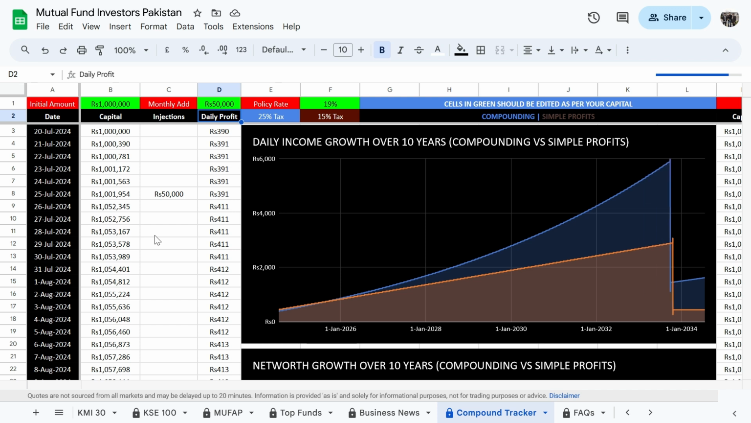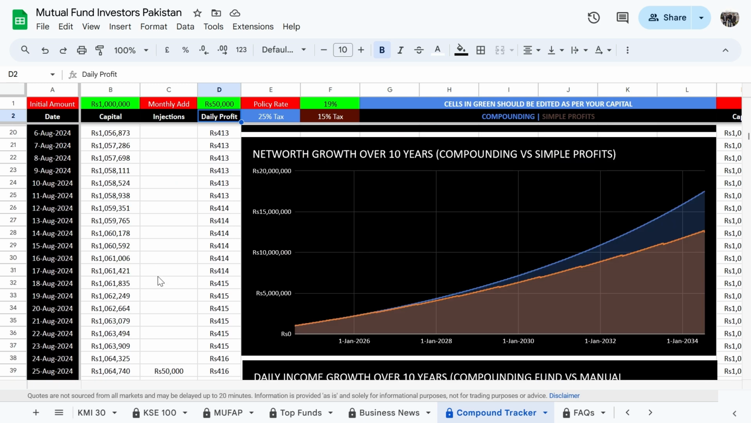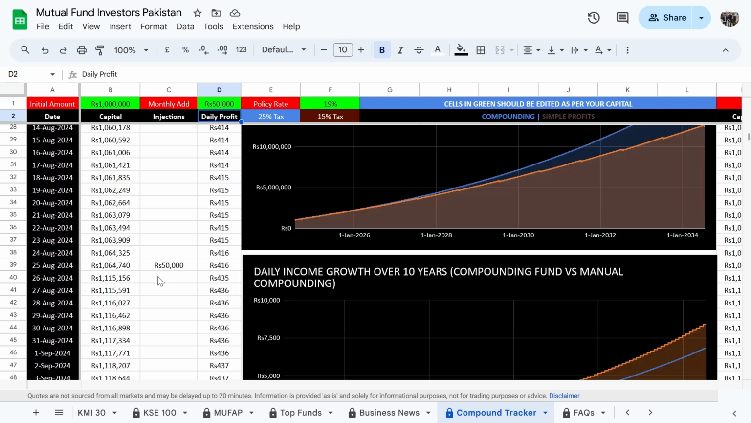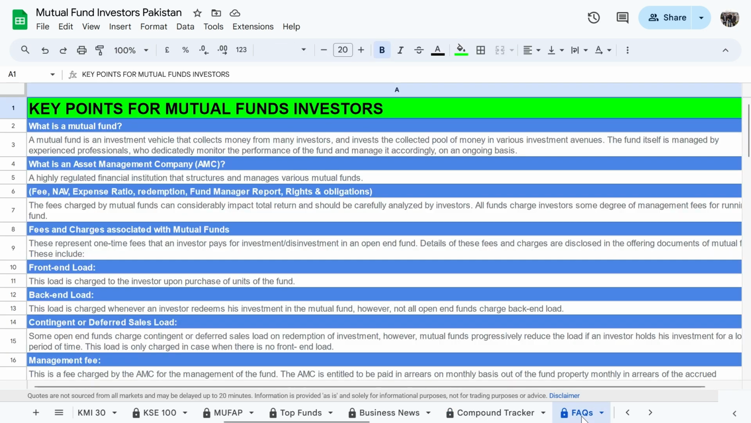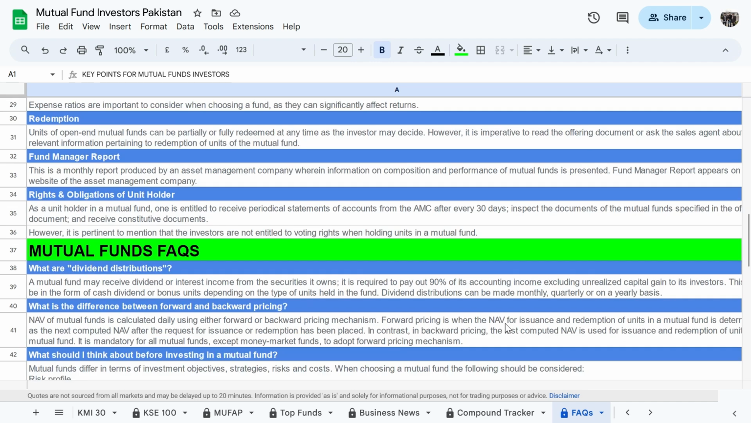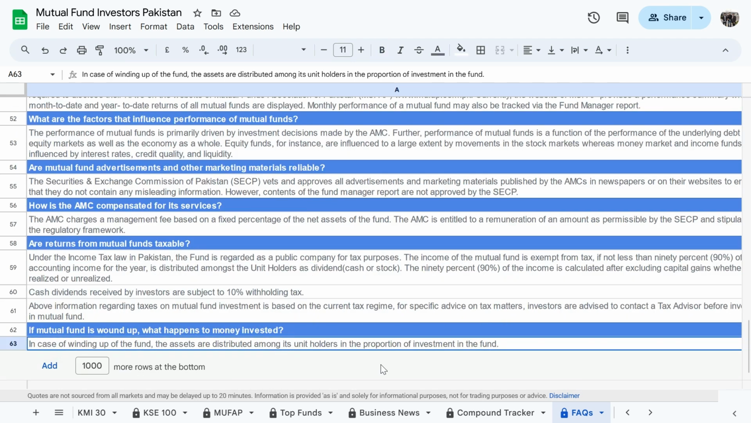This sheet can be edited by all members, and all you have to do is add your capital and monthly addition in the top green cells, and then the results will be shown instantly on the graphs in front of you. Then you have some FAQs, as in frequently asked questions about mutual funds, like what is a front-end load and what happens to your capital when an asset management company closes down. You can read these in your free time.